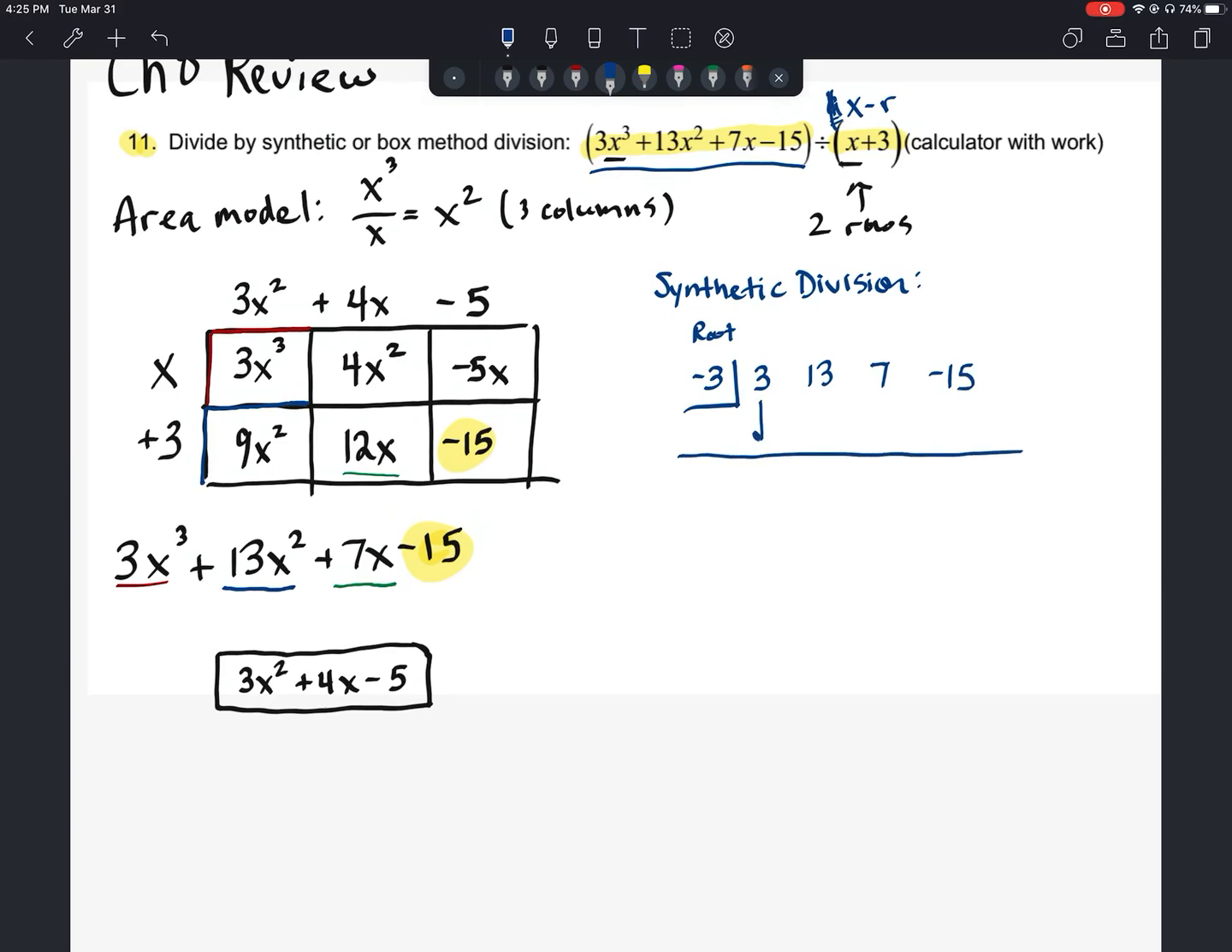Remember the first step, bring down, put our 3 down here, multiply, that'd be negative 9. We add these together to get 4. We multiply, 4 times negative 3 is negative 12. Add those together, we get negative 5. Negative 5 times negative 3 is positive 15. And then we add those, we should end up with 0. And then remember, this is just looking at our degrees. This is our constant term, a degree of 1 and degree of 2. So again, we get 3x squared plus 4x minus 5.